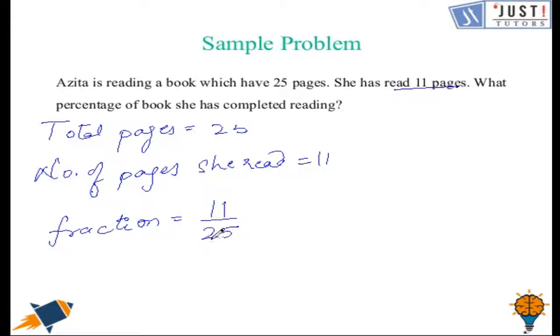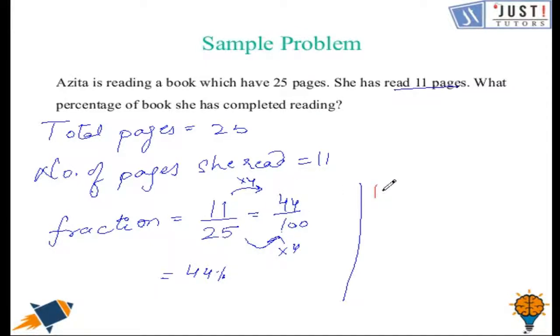So again we can do it in two ways. The very first is making the denominator 100. So we can make it 100 by multiplying the denominator by 4. So do the same at the top, multiply by 4, we will get 44. So she has completed 44% of her book. The other way around is to multiply the fraction 11 over 25 by 100, putting it into the bracket with a percent symbol. 100 divided by 25 is 4. 25 times 4 is 100. So 11 multiplied by 4 is 44%.